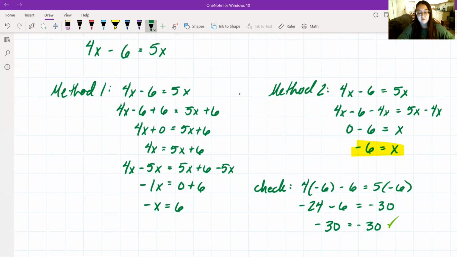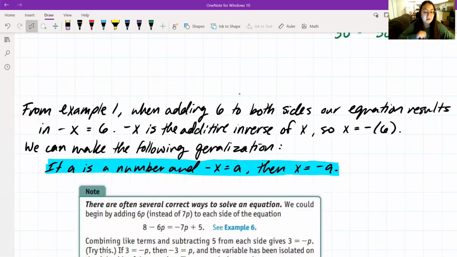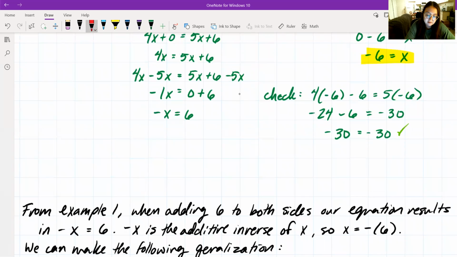Thinking about our other answer that we got from method 1, we got negative x is equal to 6. And that's pretty similar, except the negative is on the wrong side. From example 1, when we added 6 to both sides, our equation results in a negative x is equal to 6. Negative x is technically the additive inverse of x. So x is equal to the additive inverse of 6, which was negative 6. So we ended up getting that x is negative 6 from our method 1. We're saying that these statements are equivalent. So we get that this becomes x equals negative 6.